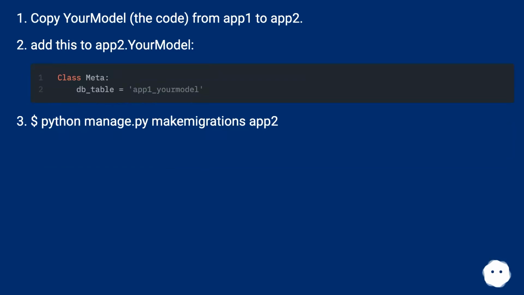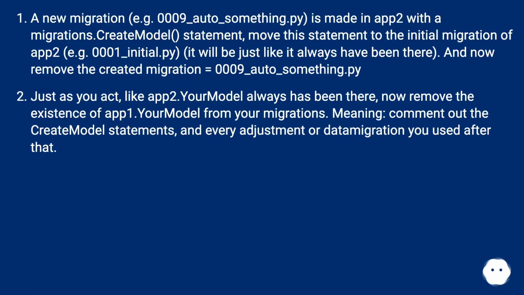$ python manage.py makemigrations app2. A new migration, e.g. 0009_auto_something.py, is made in app2 with a migrations.CreateModel statement. Move this statement to the initial migration of app2, e.g. 0001_initial.py. It will be just like it has always been there. And now remove the created migration 0009_auto_something.py.